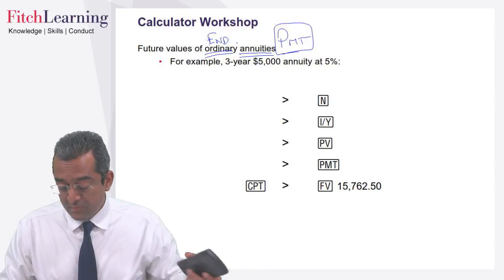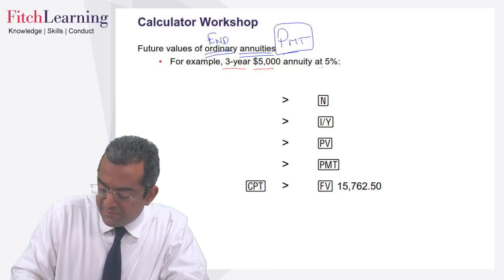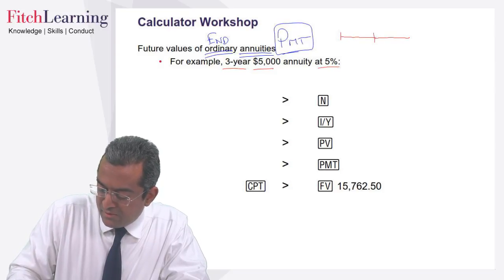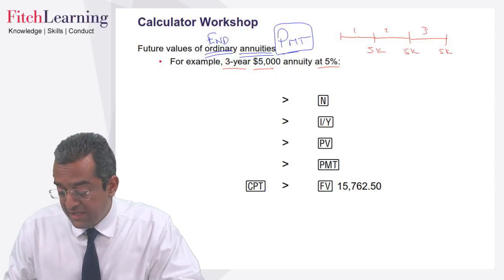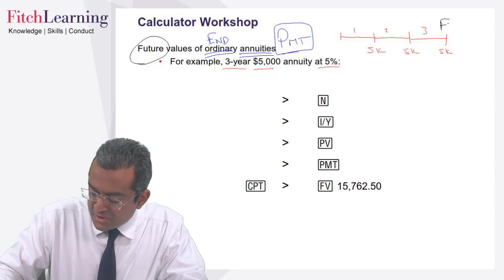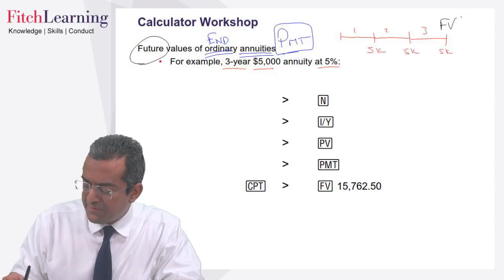So, let's say that you want to value a 3-year 5,000 annuity at 5%. Now, basically, 5K is being received, if you like, or paid to somebody at the end of each of the next 3 years, and they want us to work out the future value. So remember, on your timeline, always going to draw a timeline with these things, is saying, well, how can I work out future value?